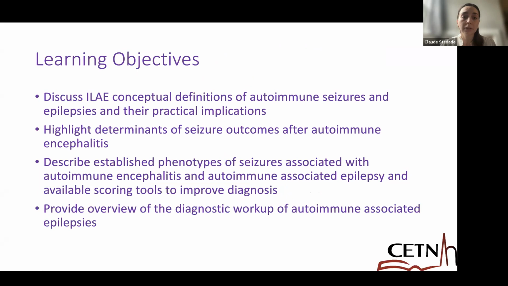and on the wards. I'm going to talk a little bit about what we know about outcomes in terms of seizures after autoimmune encephalitis, and then switch to how we can identify these patients better in our clinics and on the inpatient setting as well, and talk to you briefly about the diagnostic workup. I'm not going to go into treatment here because that's a whole other talk, and I'm really going to focus on how we can identify these patients better.